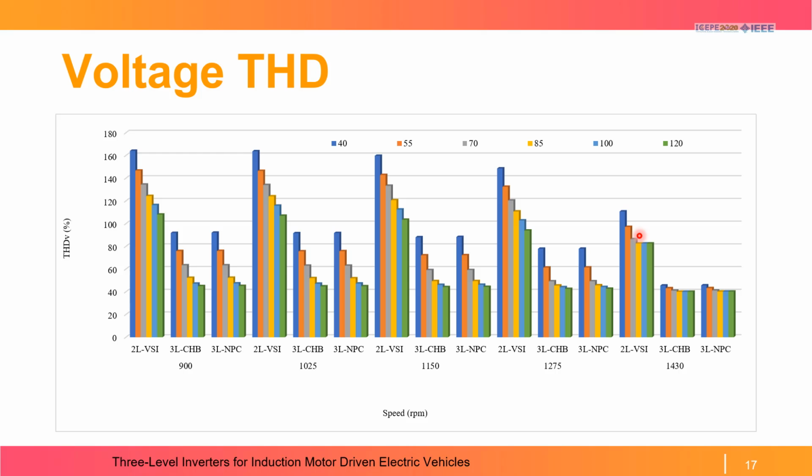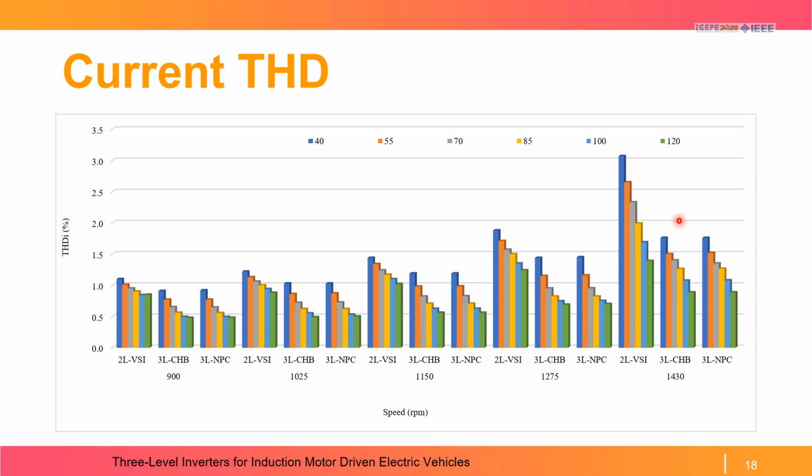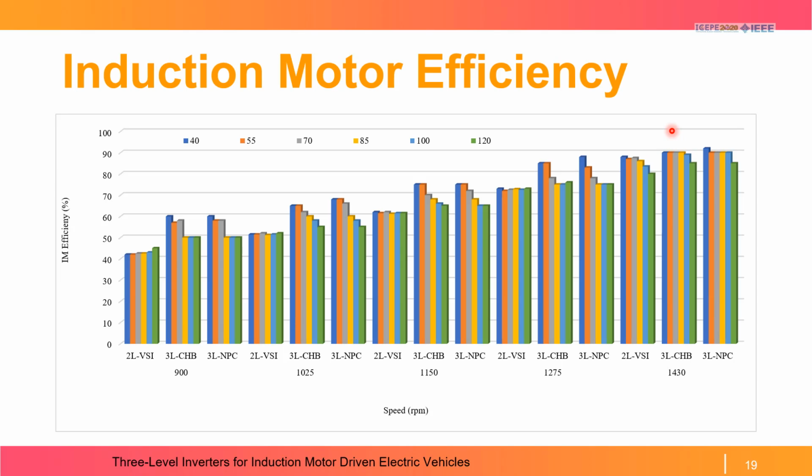At rated torque and rated speed, the voltage THD is 80% with the 2-level inverter, while with the 3-level inverter, the total harmonic distortion in voltage is around 40%. So there is a 50% reduction. Talking about the current THD, it is around 1.7% for the 2-level inverter, while it is around 1% in the case of 3-level inverters. The induction motor efficiency is around 82% with the 2-level inverter, while it is around 88 and 89% for the 3-level inverters.